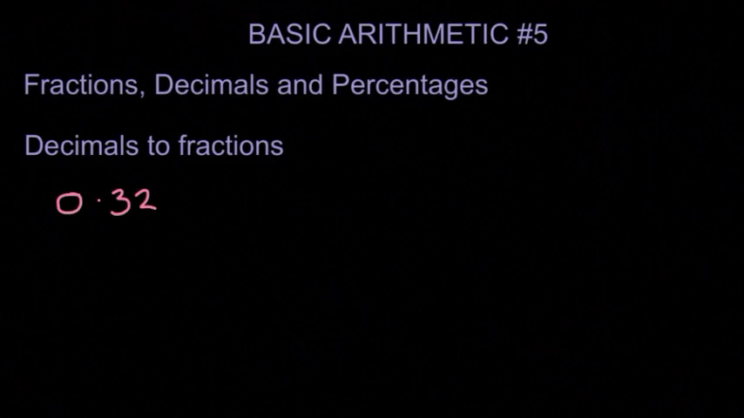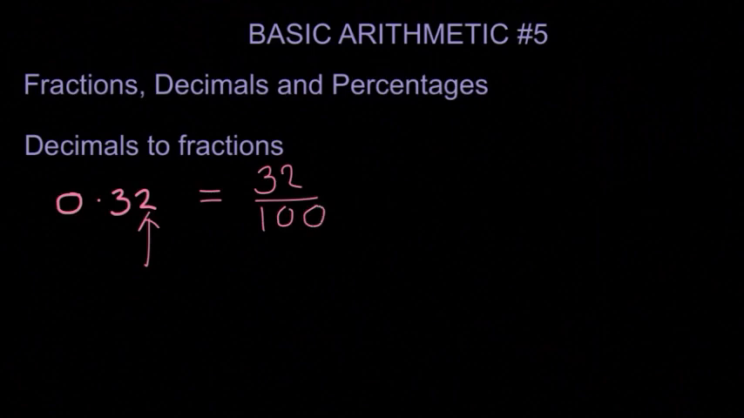So if we have a decimal, then we look at the smallest decimal place value, which in this case is the 2. The 2 is in the hundredths place value for the decimal. If we look at this, we've got 32 hundredths. As a fraction, we can write this as 32 over 100.